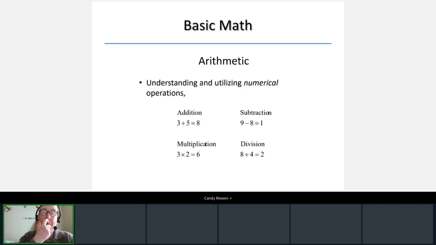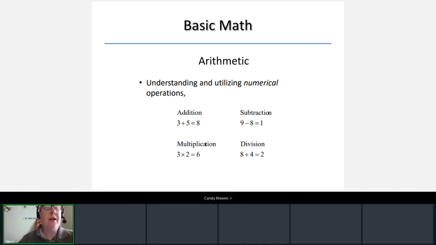With addition, we have two positive numbers, 3 plus 5 equals 8. It's a little simple there. Subtraction, we're used to subtracting a smaller number from a larger number. Multiplication, we just multiply, and divide, we divide. But when we're dealing with signs, it's a little bit different. So please take note of what I'm going to go over very briefly about signs.